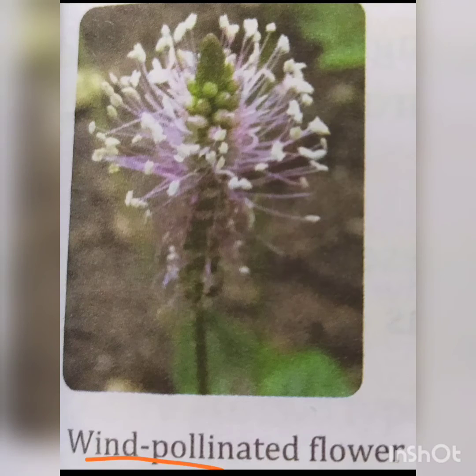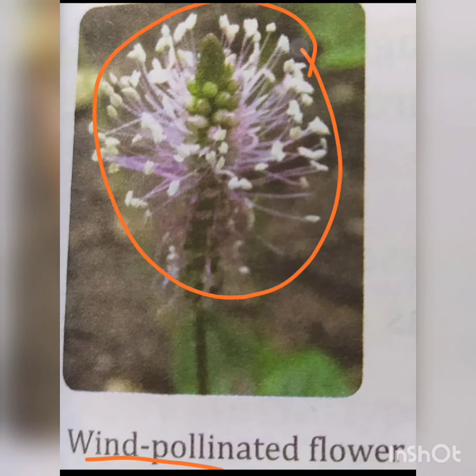Wind pollinated flowers are small in size. They have dry and light pollen grains which can be easily carried away by the wind. The pollen grains are produced in large quantities so that at least some get a chance to reach the stigma. The style of the female flower is projected out and has a large feathery stigma for receiving the flying pollen in the wind.